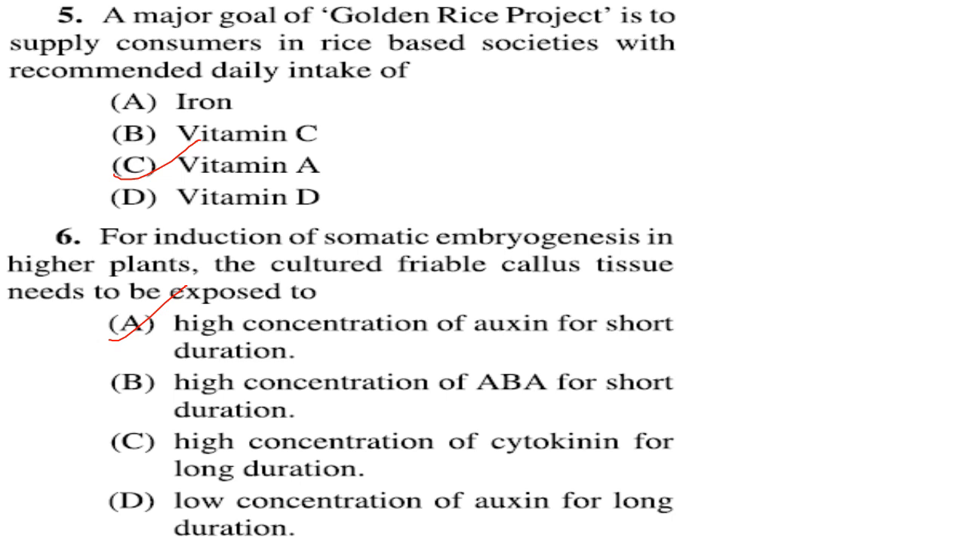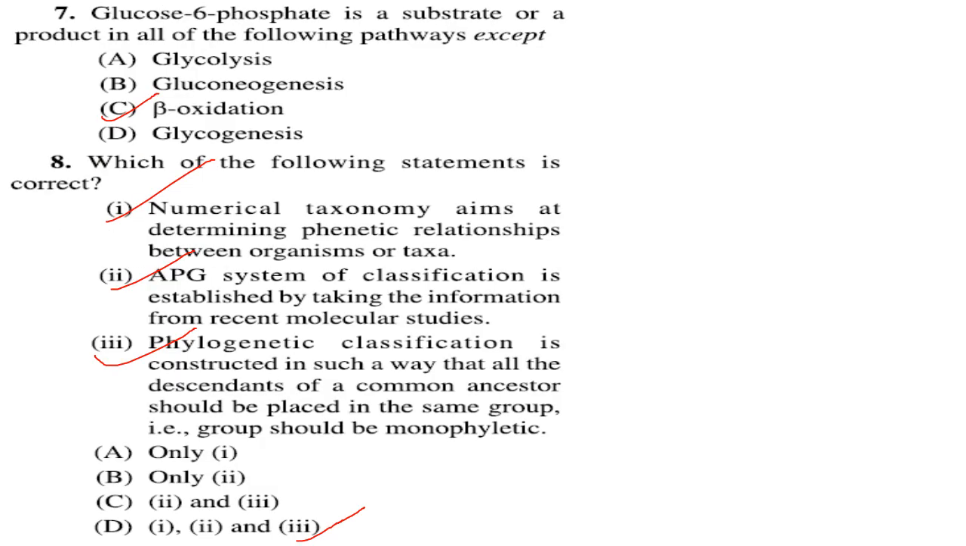Then next one. For induction of somatic embryogenesis in higher plants, the cultured friable callus tissue need to be exposed to. So somatic embryogenesis is the development of embryos from somatic cells, that is from plant cells which are not germline cells. From normal plant cells but not germline cells. So for that induction, the cultured friable callus tissue need to be exposed to high concentration of auxin for a short duration. Answer is option A.